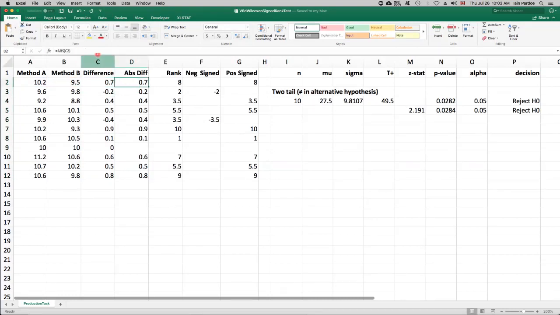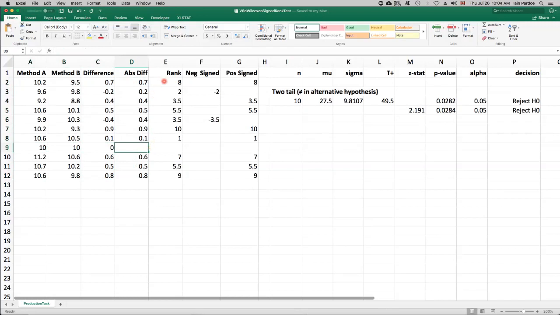The next step is to calculate the absolute differences. So take all these numbers and give them positive signs. Any ties, so this worker here completed the task in exactly the same time, so the difference was 0. Any ties are discarded from this analysis.